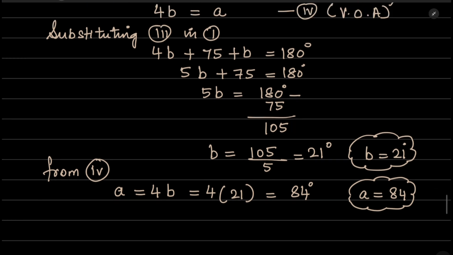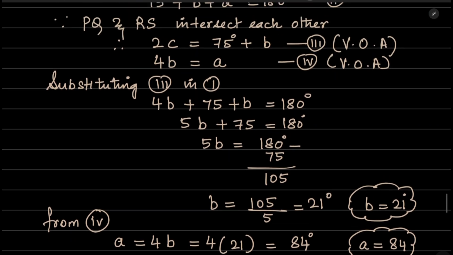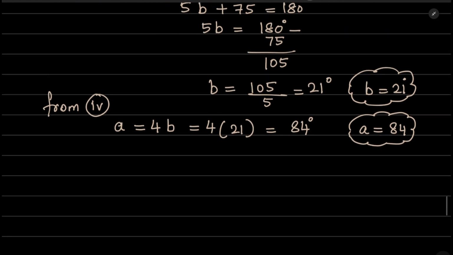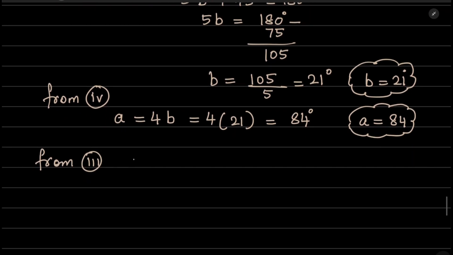Okay. Now let us calculate C. What is C here? From equation 3, 2C is equal to 75 degrees plus B. And what is B here? 75 plus B is 21, right?